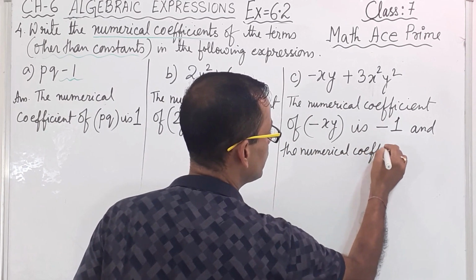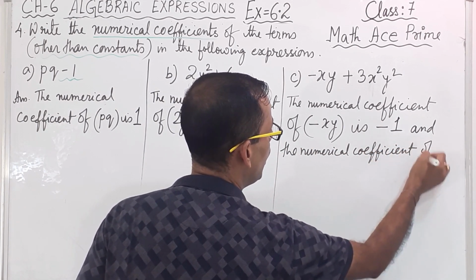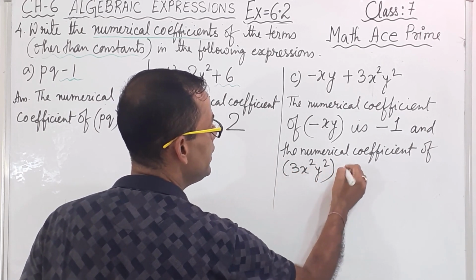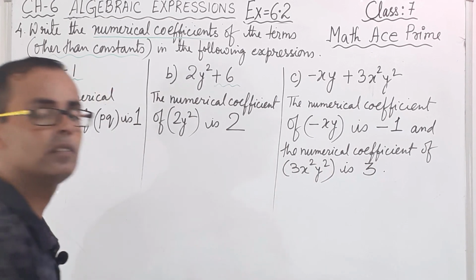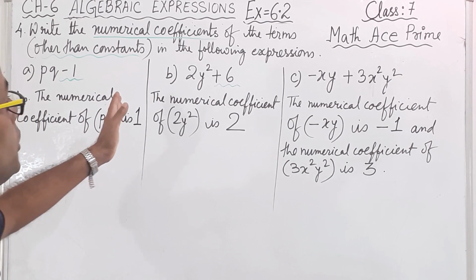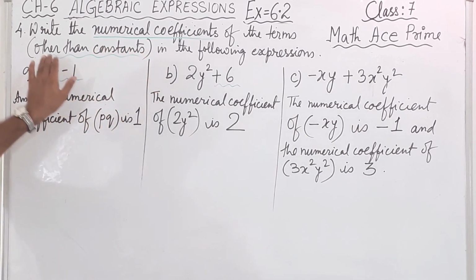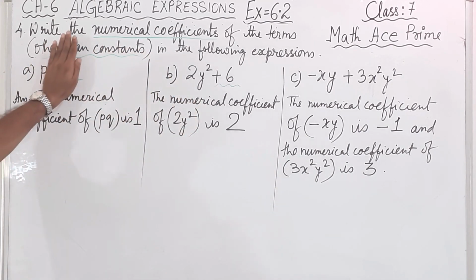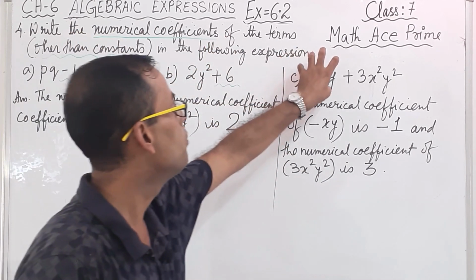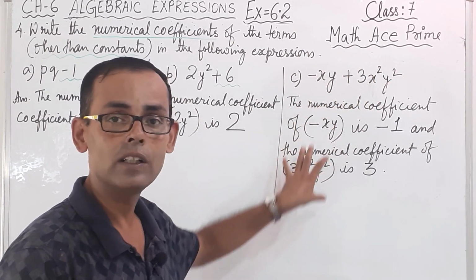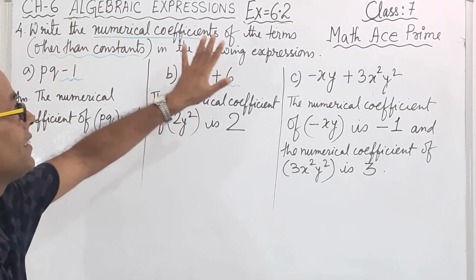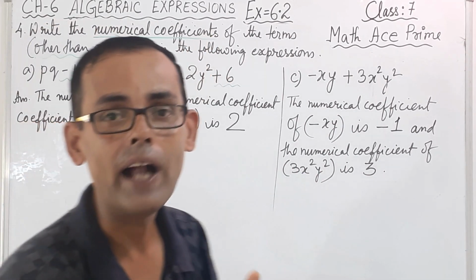And another term is there, and the numerical coefficient of, next one is what? 3x square y square is what? It is given 3 only. Clear? So this is how you can find out the numerical coefficients. And other than constant means don't take the constant, the leftover one. So here also constant, here no constant, so that's why both the terms' numerical coefficients I have to write. Clear? So I hope you have understood the sums of exercise 6.2 from question number 1 to 4.